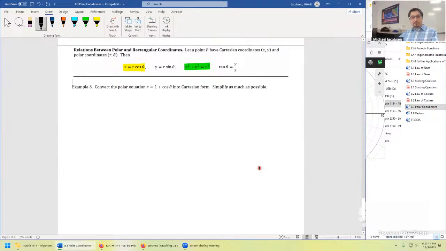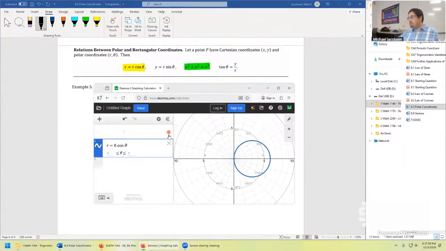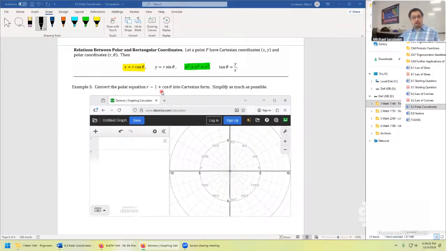Okay, so going backwards, we're starting with the polar coordinates, r equals 1 plus cosine theta. We want Cartesian form, which means there should be no r's, no thetas left over, just x's and y's. First, let's take a look at what this equation even is to get a feel for what we're getting into. R equals 1 plus cosine theta. It's kind of a simple equation, not too different than r equals 6 times cosine theta.